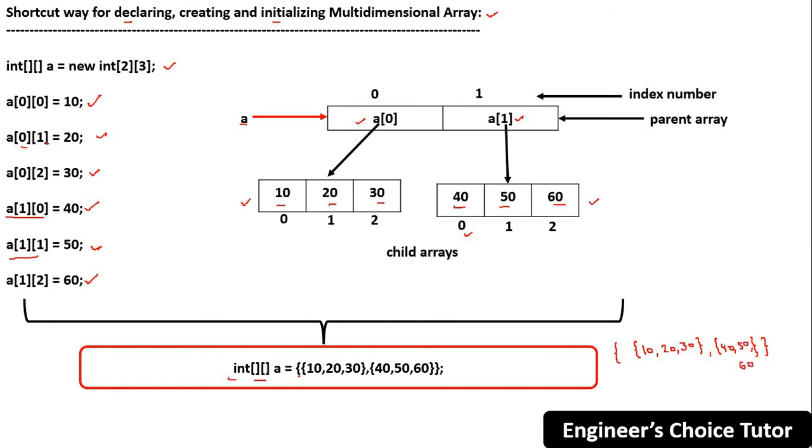This is what we have defined here. See this. This is the parent array, which has two arrays, and these are the values of the two arrays. So it becomes an array of arrays, right? So this is the shortcut way to declare, create and initialize a multidimensional array. I hope this much is clear to you.